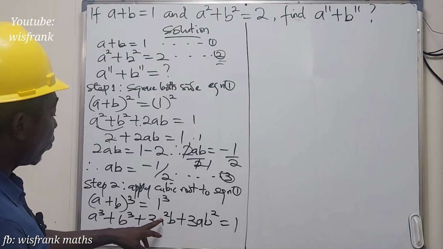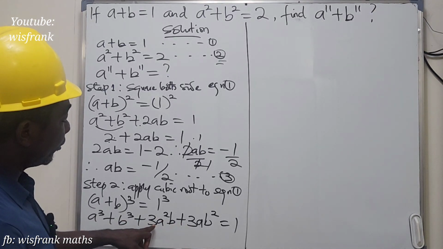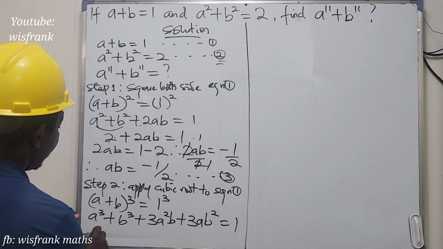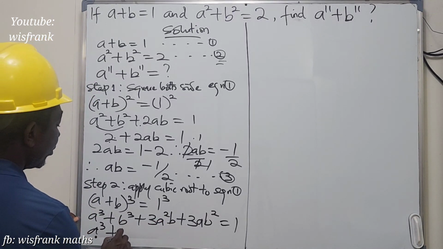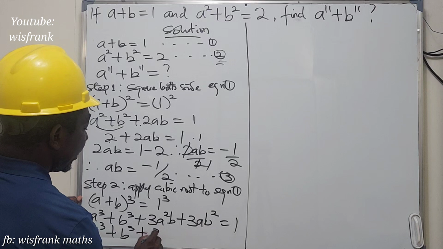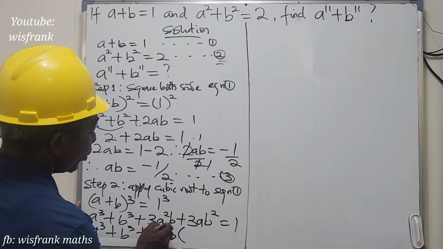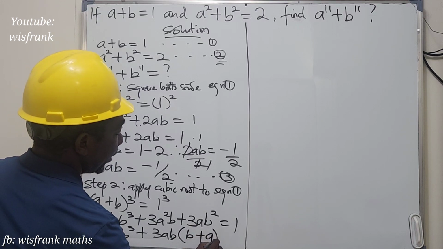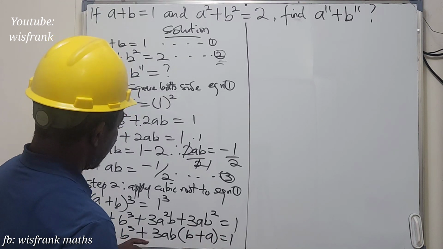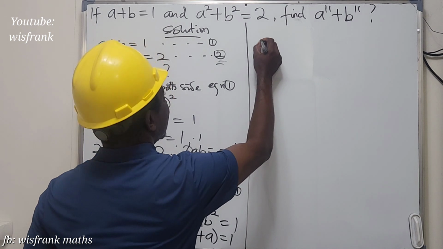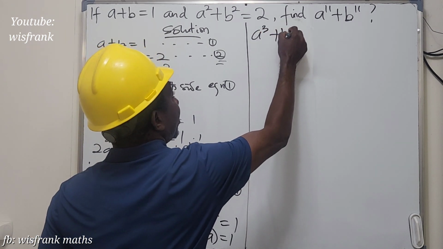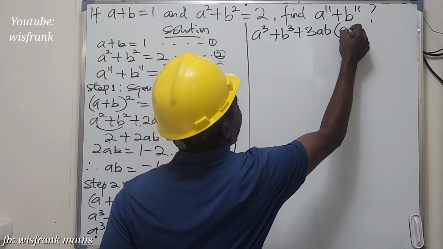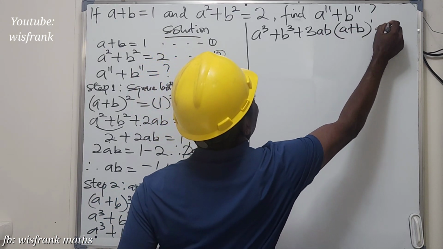In this case, we can expand this because we have 3ab common to these terms, so we can factor it out. So we have a to the power of 3 plus b to the power of 3 plus 3ab into, where we have here b plus a. This is the same thing as a to the power of 3 plus b to the power of 3 plus 3ab into a plus b, all equals 1.